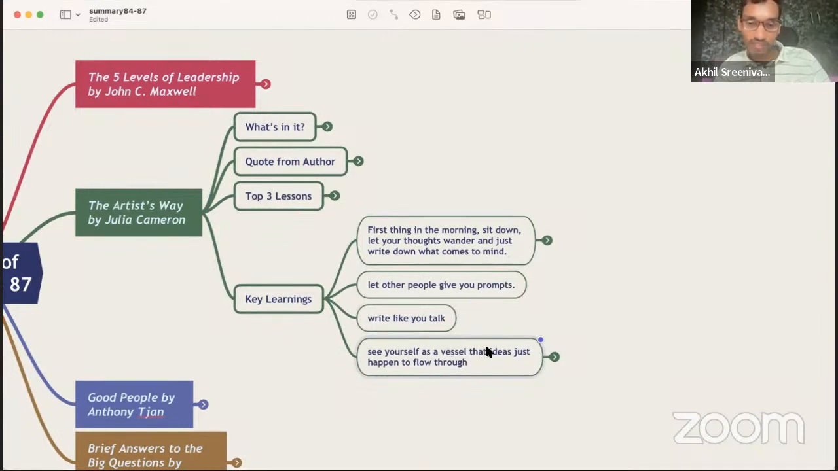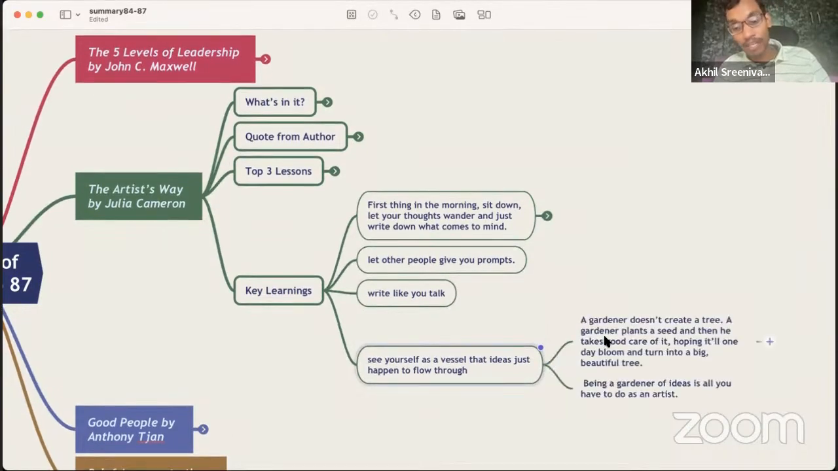And the fourth powerful lesson that we need to take is to see yourself as a vessel that ideas just happen to flow through. How to do that? A gardener does not create a tree. A gardener plants a seed and then takes good care of it, hoping it will one day bloom and turn into a big and beautiful tree.